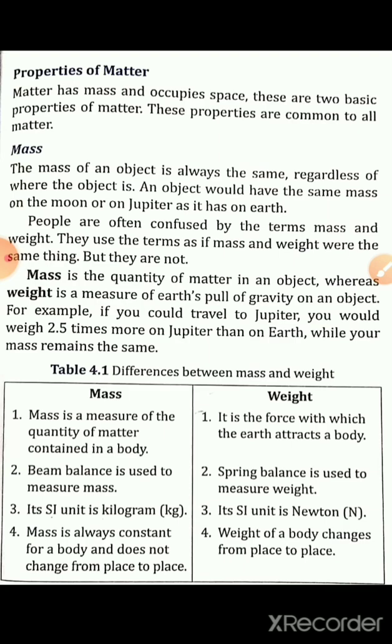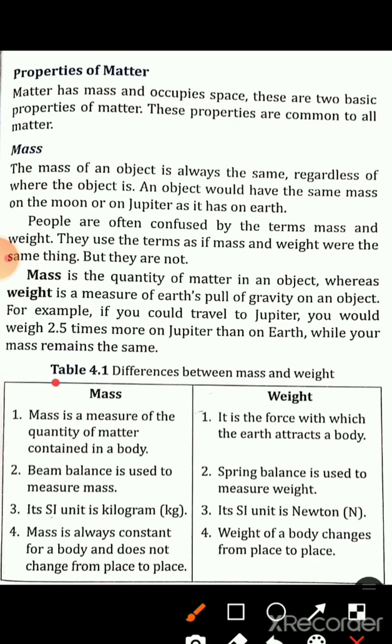Okay students, so this Earth's pull of gravity helps us to measure weight. And this weight is different on different planets, because we are saying Earth's pull of gravity here, as we are on Earth. If we are on Jupiter, that is also a planet, it is different. On Moon also it is different. The mass of that object is the same everywhere, but weight is different, because weight not only measures the quantity of matter, but also the Earth's pull of gravity in total.